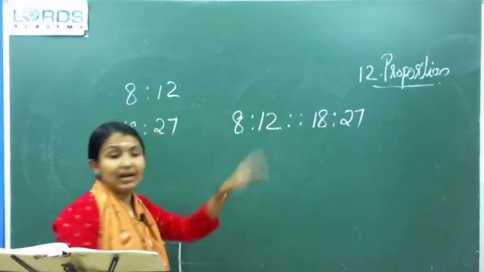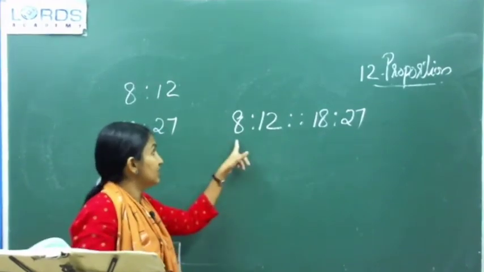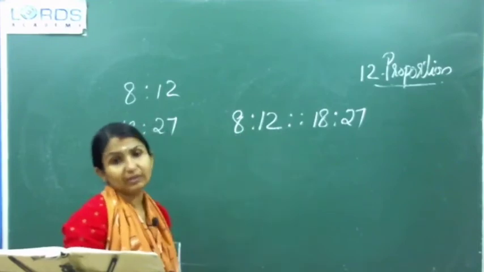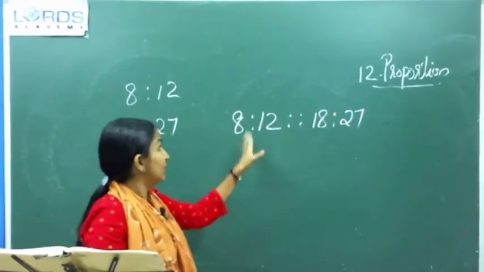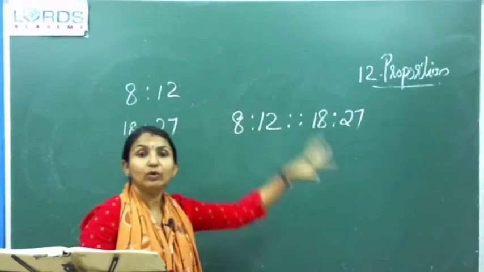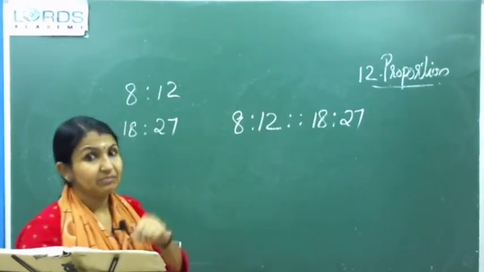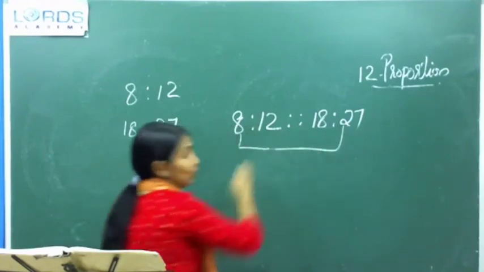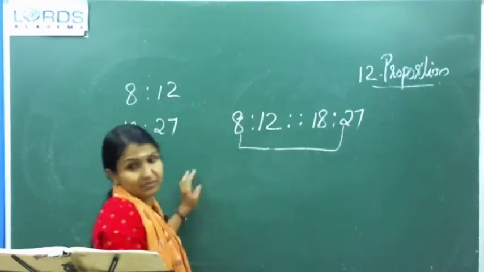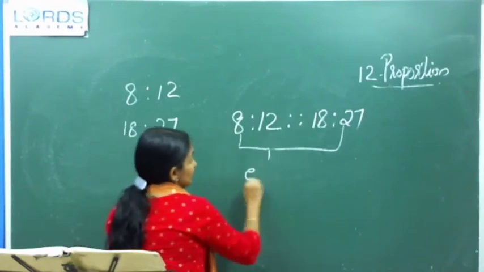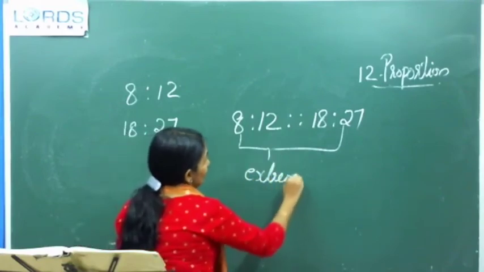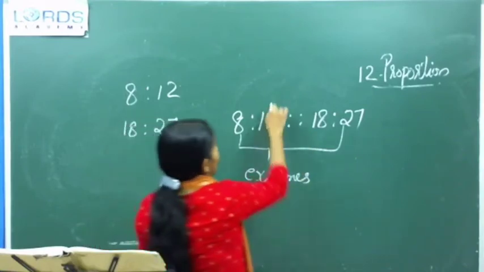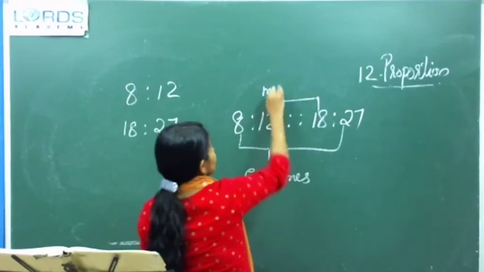Here we can see that 4 terms are there: first term, second term, third term, fourth term, right? So these 4 terms we are calling by some different names. The first and fourth terms, the first and the last terms, are called extremes, E-X-T-R-E-M-E-S. And the middle ones, these two, are called means.